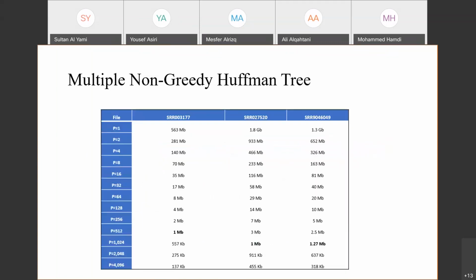On the other hand, we partition the FASTQ files up to 8,000 since they are very large. As before, P1 means no partitioning, and P8 means we have split the first file in the first column into 8 files. Each one of them is 70 megabytes in size.